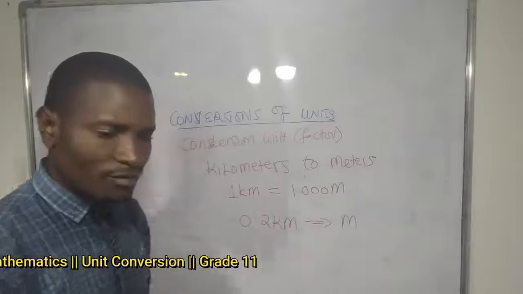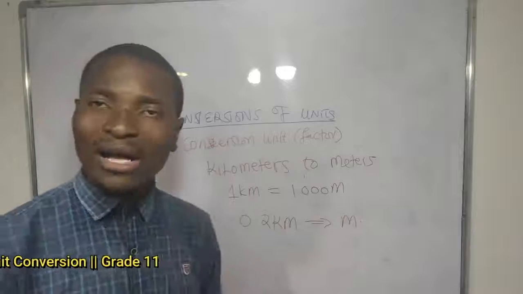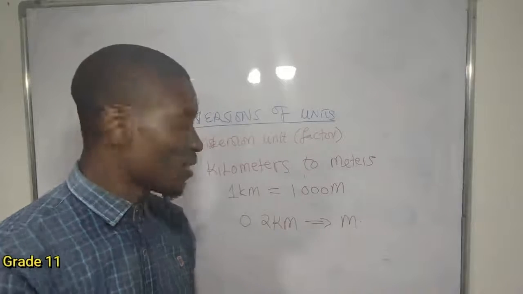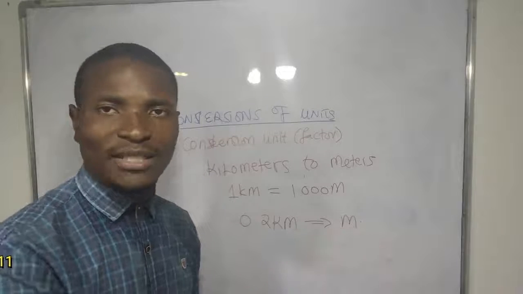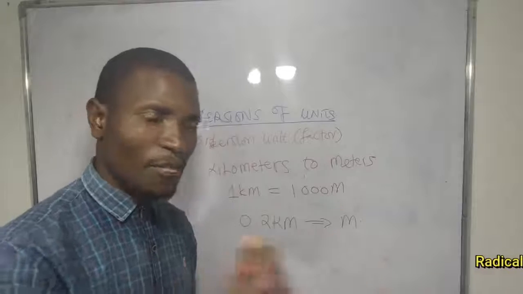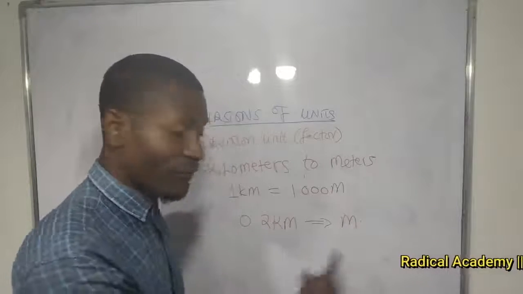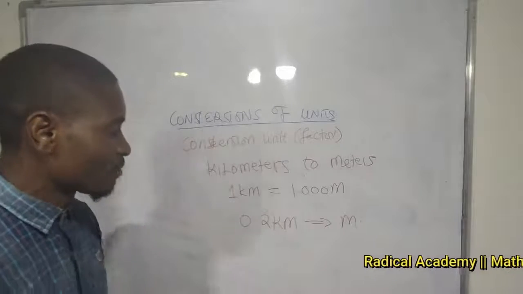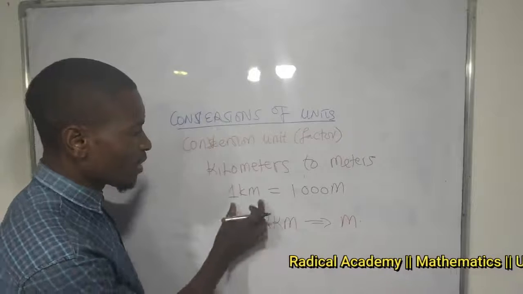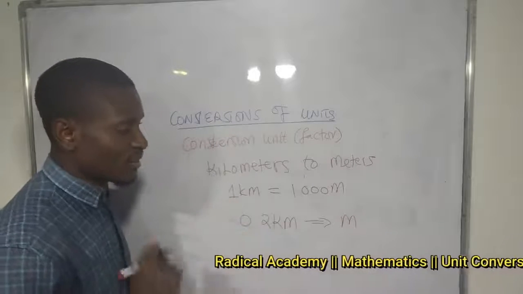Now, upon understanding that, I must know the conversion factor, or rather the conversion unit, from kilometers to meters. Once I understand that, it becomes quite visible and I'm able to convert the given figure. Since I know that 1 kilometer equals 1,000 meters.